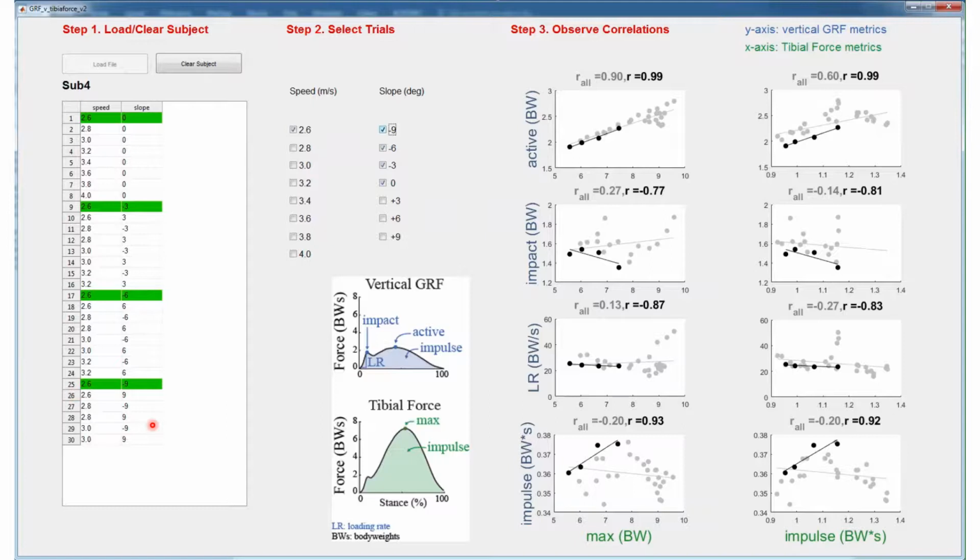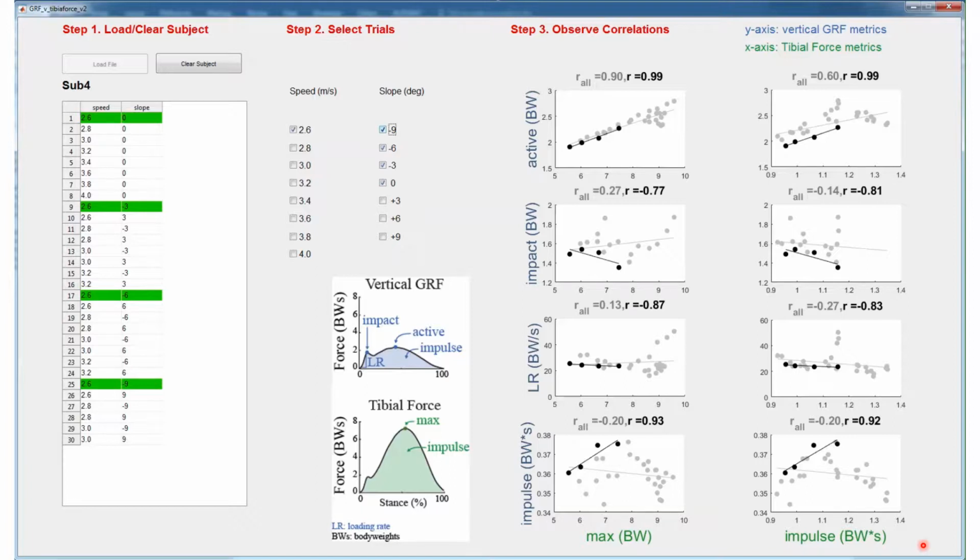If during this portion of his run, Tyler used a ground reaction force metric, such as the ground reaction force impulse, to indicate tibial force, he would find that increases in the ground reaction force impulse correspond to increases in the max tibial force and increases in the tibial impulse.